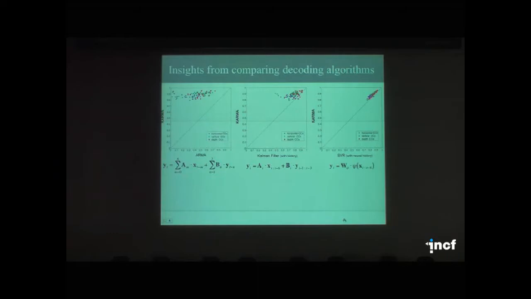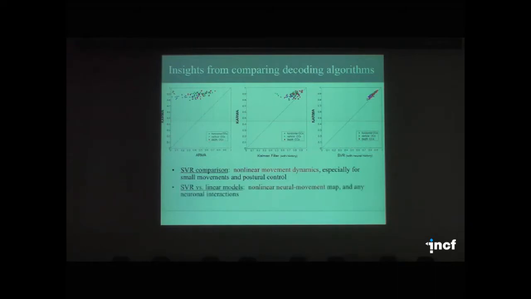Okay, so from these comparisons, we can conclude the following. The comparison of Karma to support vector regression highlights the importance of a movement model, especially for small movements and for postural control. Conversely, you can say that the nonlinear neuronal activity captures the large and ballistic parts of the movement. And if you want, in the discussion, there's more to say about this if people are interested in the details.